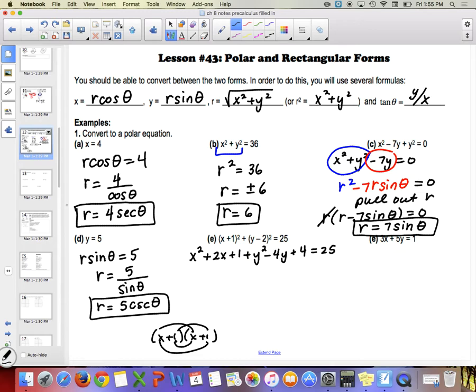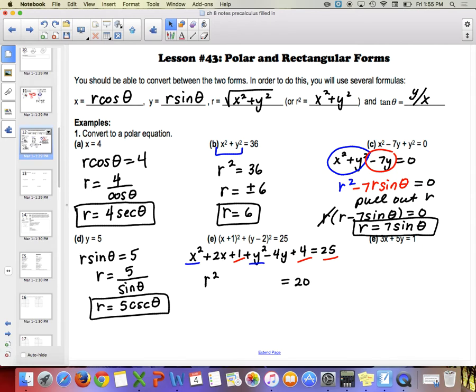All right, so when I do that, I can at least see some of the stuff. I see that I have an x squared plus a y squared. So that's going to be replaced by r squared. And then I can combine my 1 and my 4. Let's subtract them over to the other side with the 25. So what do I get on the other side? 20. And I still have that 2x minus 4y.